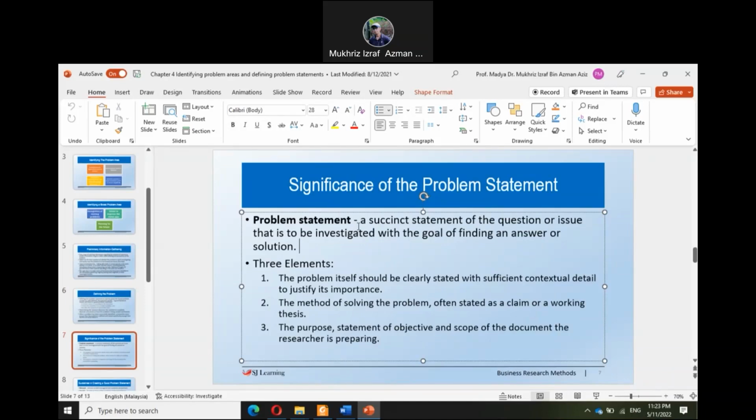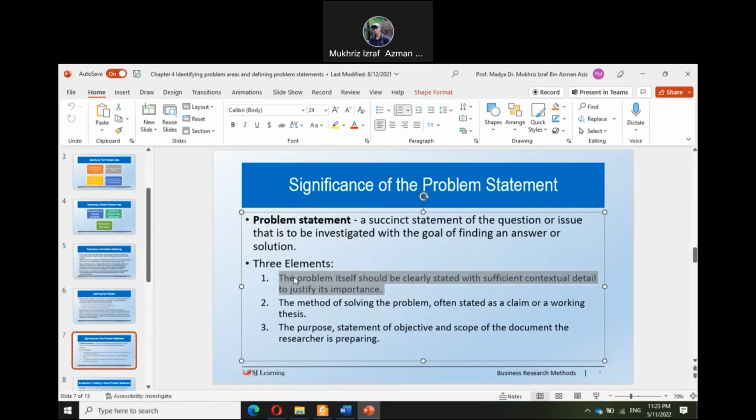But the statement should be clearly written so that in those few sentences, you already know what the issue is and what the solution or answer to the problem is. What do you expect to get from the study? And these are the three elements that need to be fulfilled as well as possible in any research problem, especially the first one.